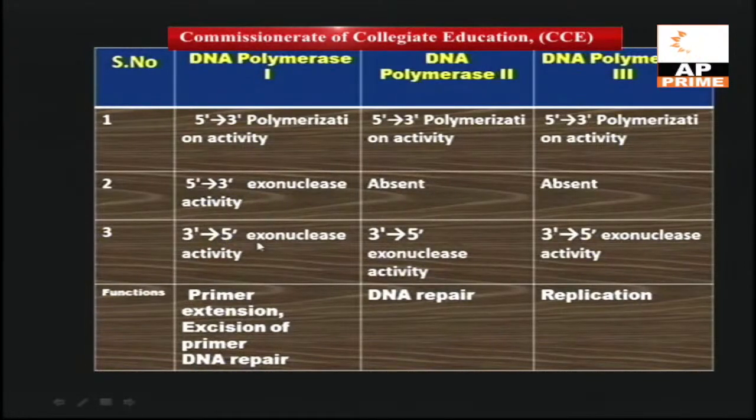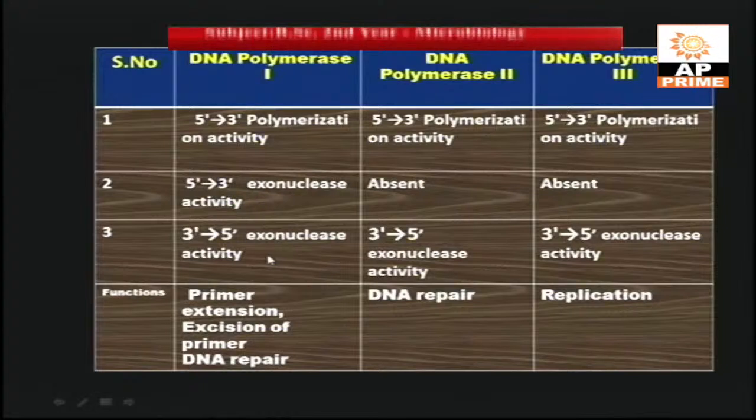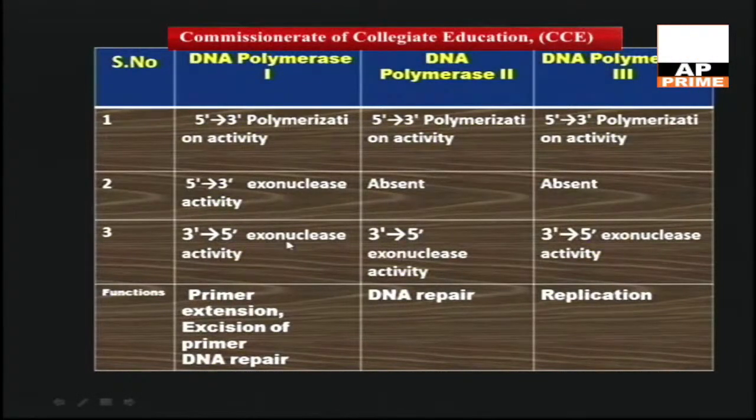3' to 5' exonuclease activity provides proofreading function. That means if wrong nucleotides are added to the new strand, they will be detected and removed by this activity of DNA polymerase 1. And next one is DNA polymerase 2 and DNA polymerase 3.